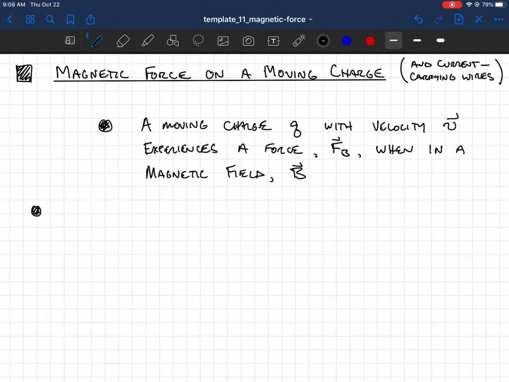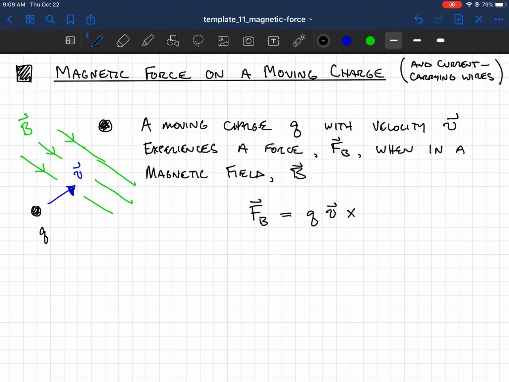So let's draw this. So if we have a charge, Q, and it has a velocity v, then we might have a magnetic field, I guess I'll draw it with B, and it will experience a force. So if the charge is moving, it experiences a force. And what is that force? Well, it's a vector, so we have to write it as a vector equation, and it turns out to be the charge, which could be positive or negative, times the velocity vector crossed with the magnetic field vector.